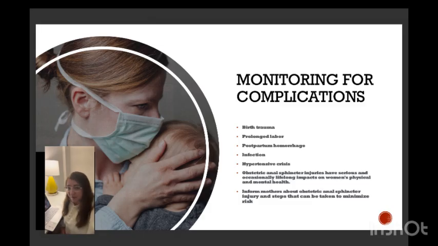So for any infections we need to assess. Also for hypertensive crisis, and we also need to educate the mother, because she will probably be in shock. So how to care for herself, how to clean yourself, and what to do if you have stitches or any lacerations, and you need to care for that. And that's all for that slide.